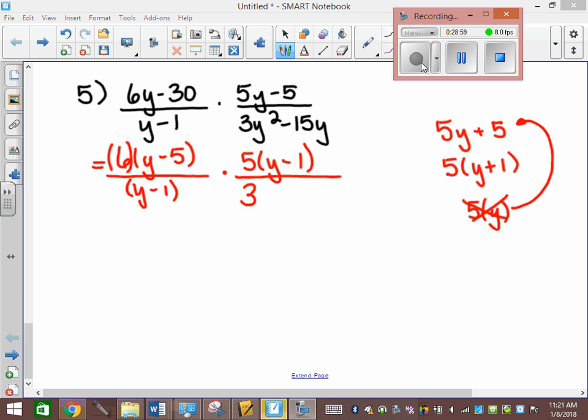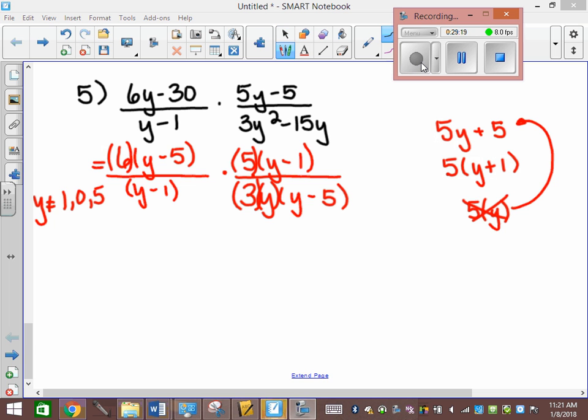The bottom, I take out a 3y, and I'm left with y minus 5. The 3 and the y are in their own brackets. Okay, so I state my MPVs. Y can't equal 1. The 3 doesn't get me 1. 0 and 5. Do I care about the top? No, because this is multiplication.